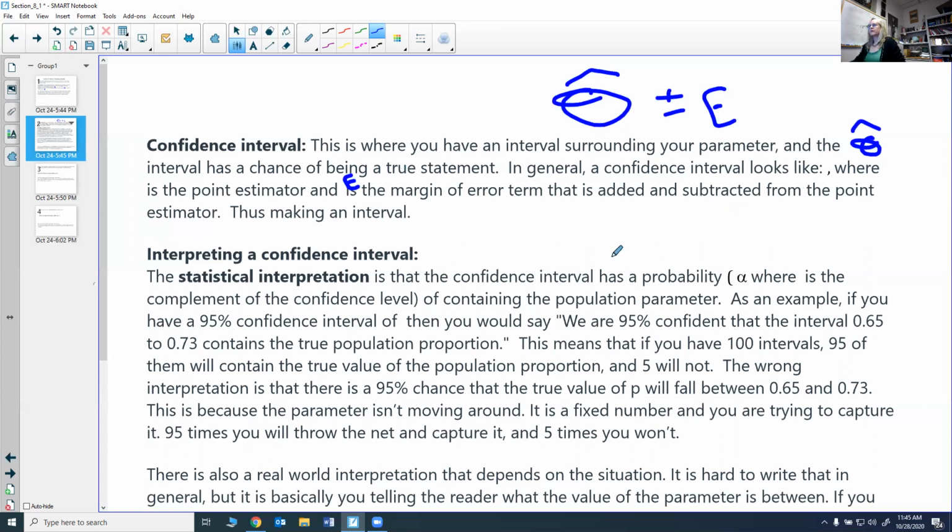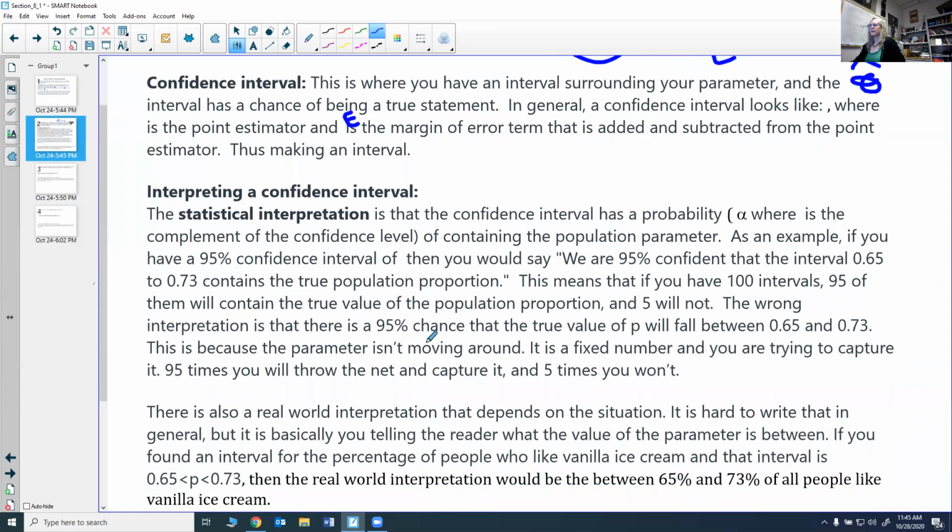The way we interpret them, and we're not going to talk about how to calculate them just yet, we're just going to talk about how they work, how we interpret them, and what they actually mean. The statistical interpretation is that the confidence interval has a probability, and that probability is usually 1 minus alpha, though not always, where alpha is the complement of the confidence level. So 1 minus alpha is what that confidence level would be. We usually call it C. So we'll say C is equal to 1 minus alpha.